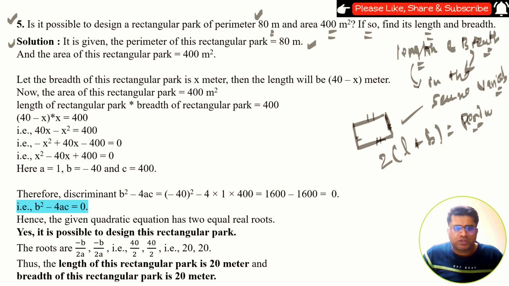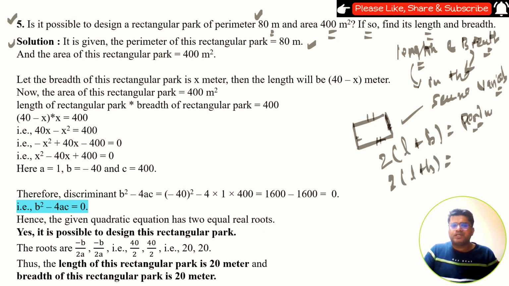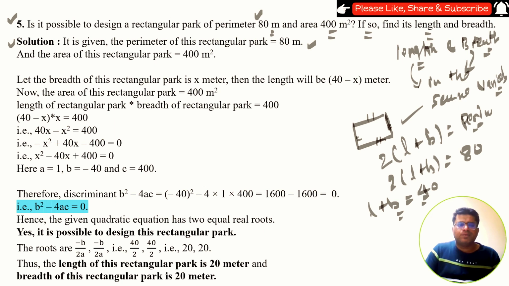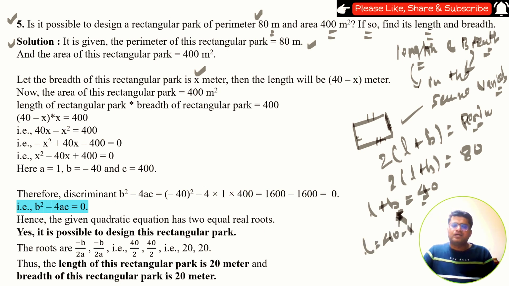Okay, student. Then what will we do here? 2 times L plus B, given how much? Perimeter 80 meter. Then L plus B is equal to how much? 40. Then we suppose, now what will we do? Let the breadth of this rectangular park be x meter. If B is x, then what will be the L? L will be equal to 40 minus x. Am I right or not?